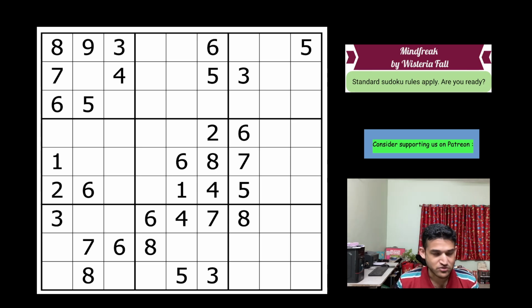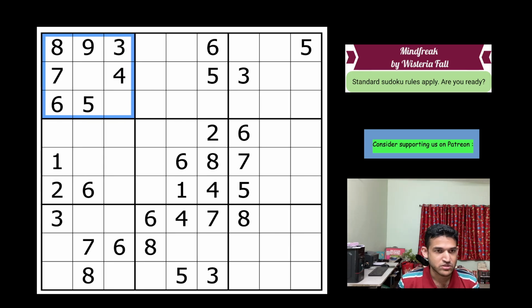So let's start the Sudoku now. Let me just go through the rules. Classic rules apply. So each row, each column and 3x3 box in the grid has digits 1 to 9 without any repetitions. So standard Sudoku rules apply.